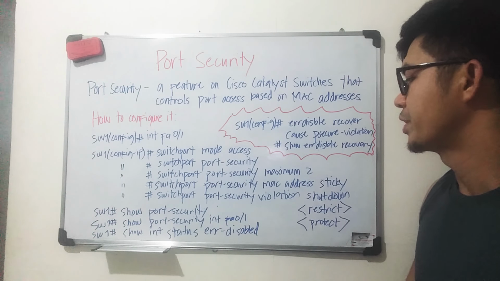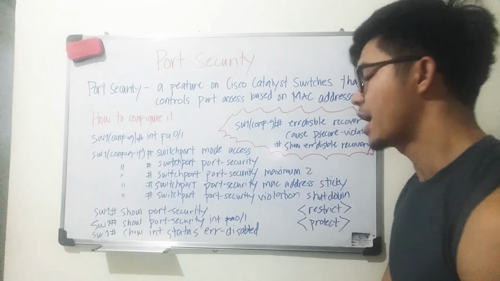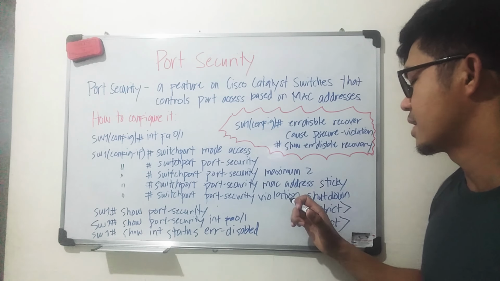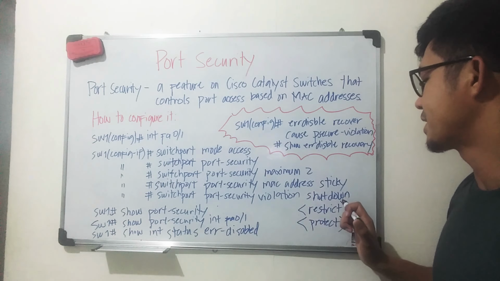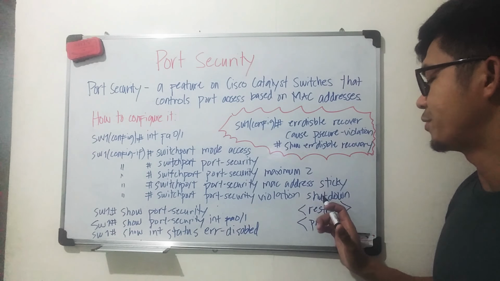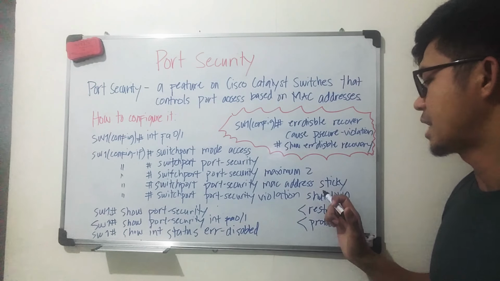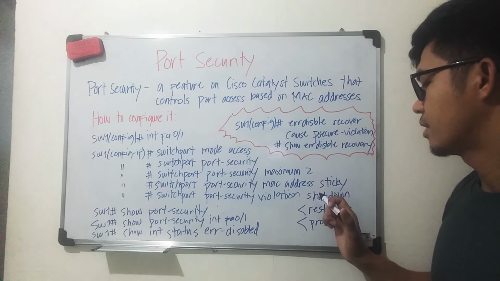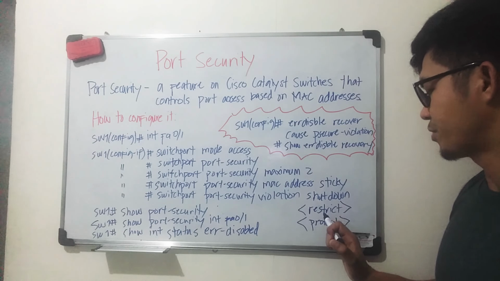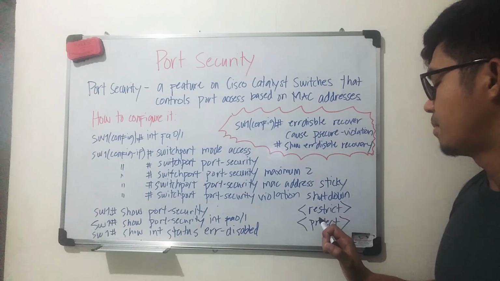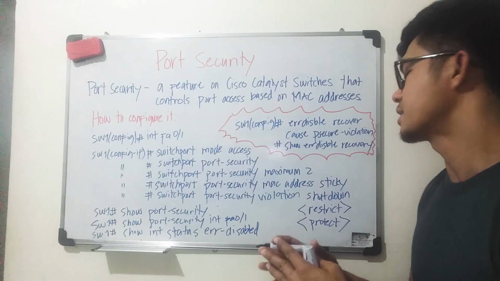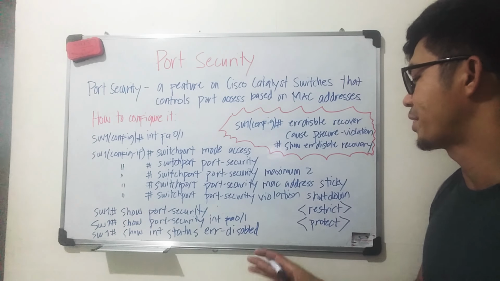And of course, you can specify the violation. We have three options to set the violation. In our example, we are using shutdown, but you can also use restrict or protect. With shutdown, the switch will shut down the port, or put the port into error disabled state. You can also use restrict. The port is not shut down, but the switch can send SNMP traps to an SNMP server if you have an SNMP server configured somewhere in the network.